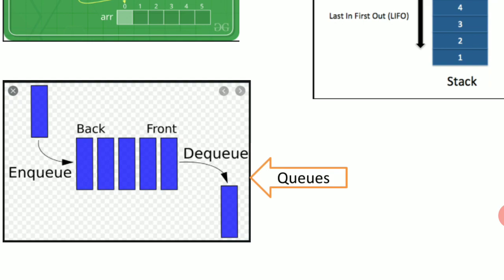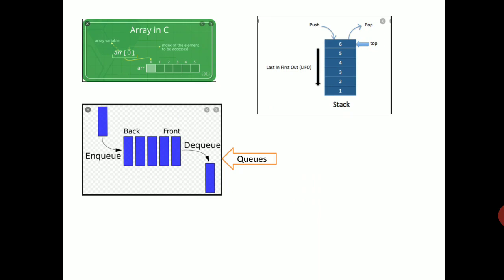Correct. You can see here 5 blue blocks where back and front are written. Front means the first person who is standing here, and this follows the first in first out principle. First in first out means the data which has entered first is going to come out first. Enqueue and dequeue are the two operations on queues, which we'll discuss later. Just try to understand these images, they are very simple.